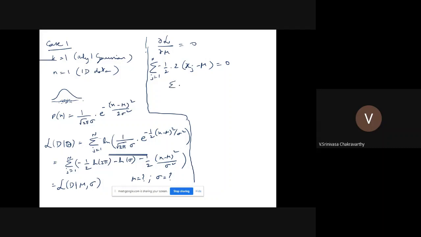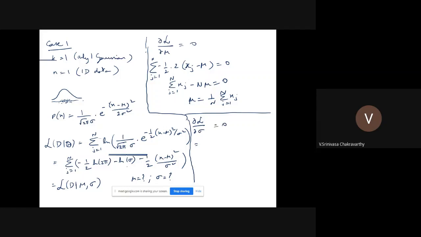So that simply gives you sigma xj, j equal to 1 to n, minus n μ, equal to 0. So μ is equal to 1 by n times sigma xj, which is quite intuitive. So μ is actually the average of all the data, which is what we're expecting. So we got that. Now, if you look at the expression for sigma, sigma shows up in both the second and third term, not in the first term. So ∂L/∂σ is equal to 0.